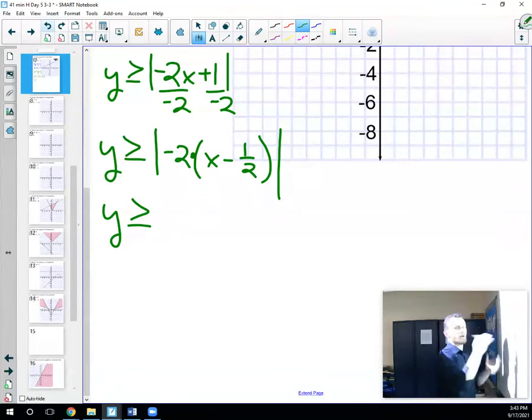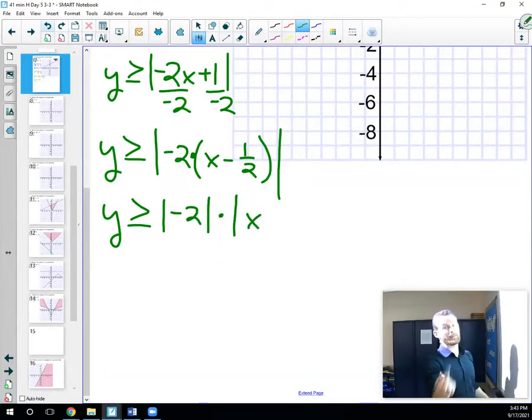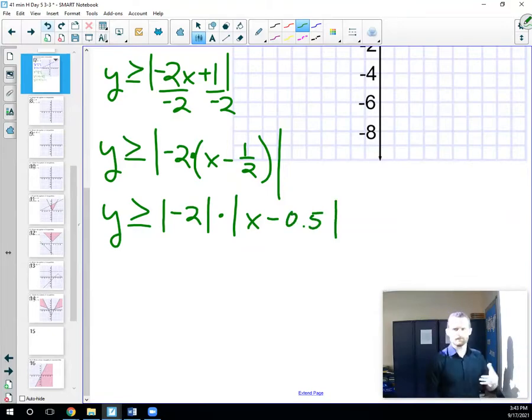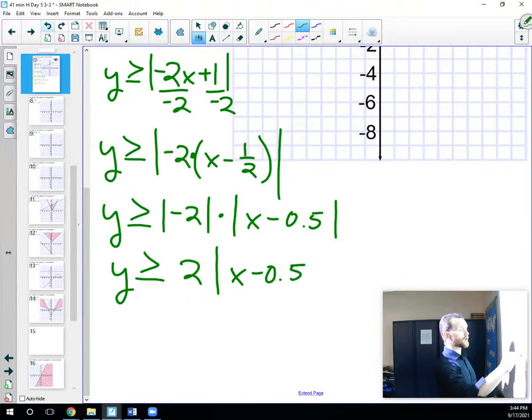Since we've got multiplication there, we can split this up into two absolute values: the absolute value of negative 2 times the absolute value of x. And here I am going to change the fraction into a decimal because that'll make it a little bit easier to graph. And last but not least, y is greater than or equal to the absolute value of negative 2, which is positive 2, times everything else just comes down. Now we're in vertex form.